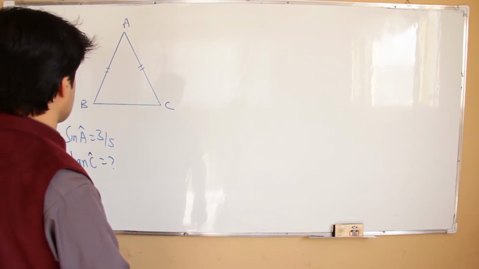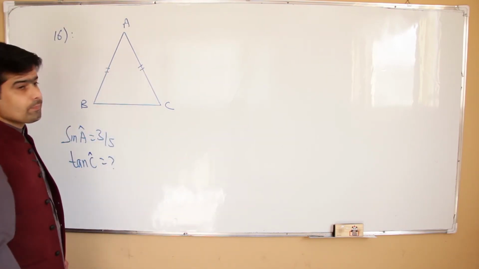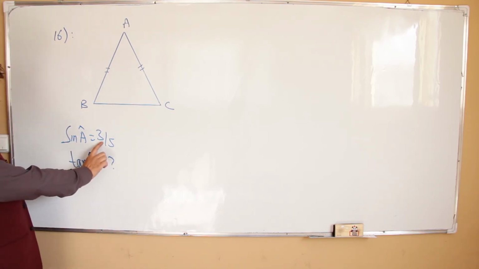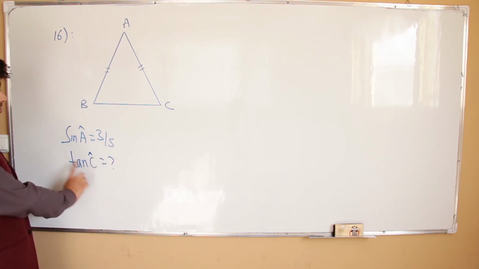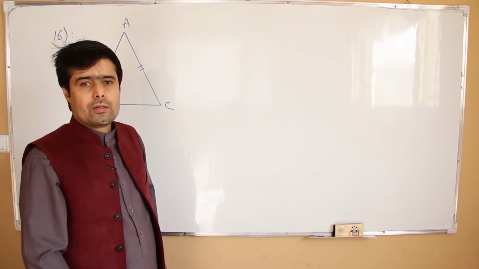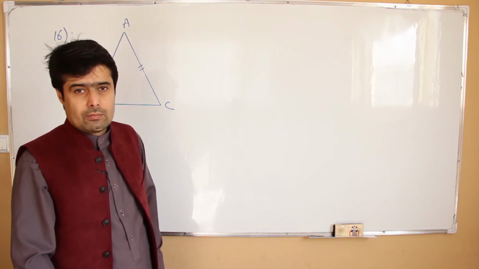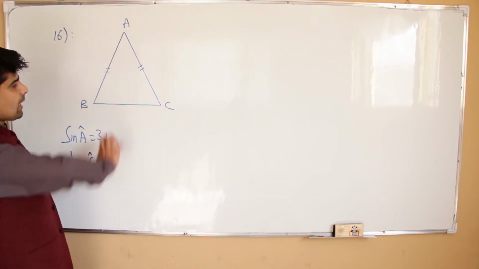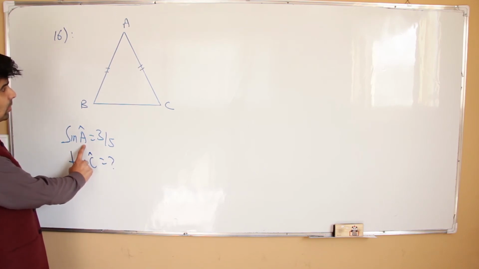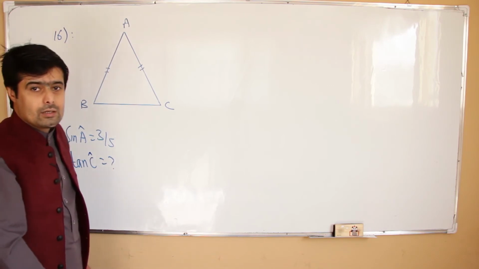Question 16. We have a triangle in which these two sides are equal. Am I right or not? Yes. Now, sine A is given as 3 by 5. Now, what is tangent C? We know one thing: we cannot define the trigonometric ratios except in a right angle triangle. Now, it is not a right angle triangle. If sine A is given, then this angle should be in a right angle triangle.